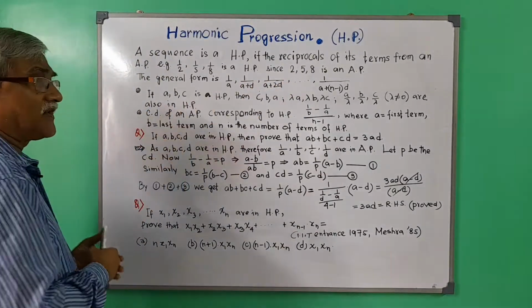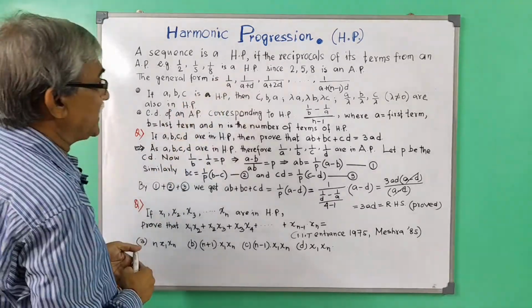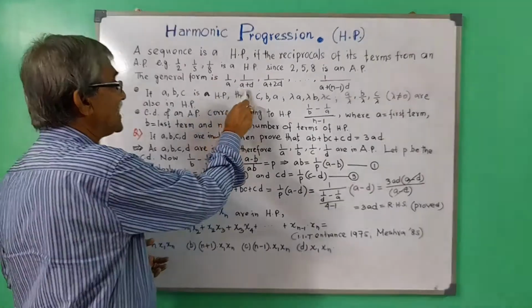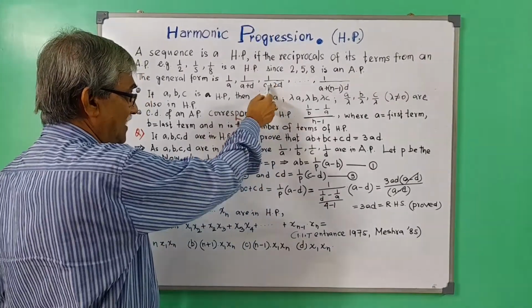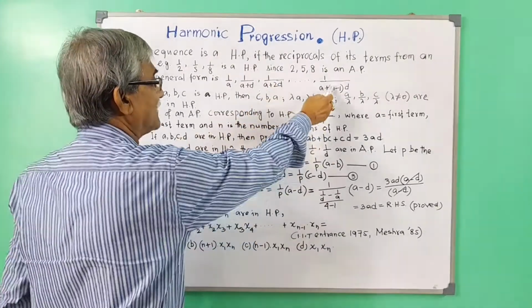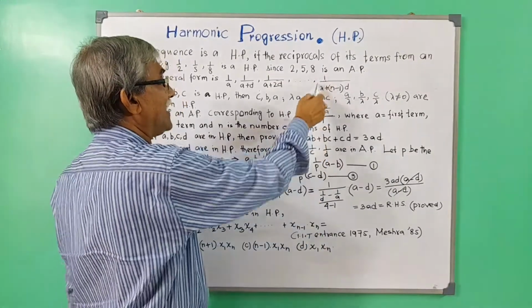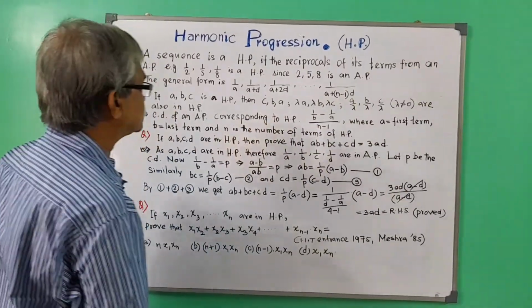The general form is 1 upon A, 1 upon A plus D, where D is the common difference, 1 by A plus 2D and so on, the nth term being 1 upon A plus (N minus 1) into D.